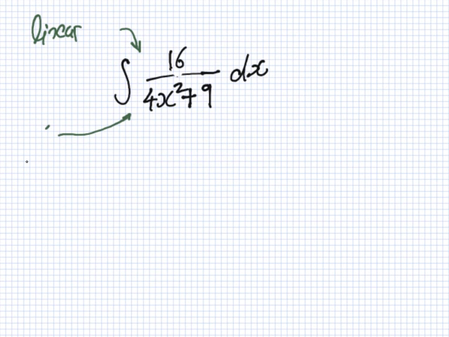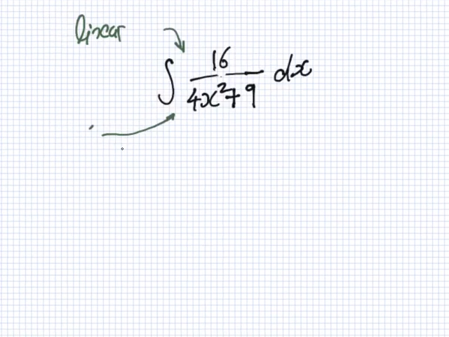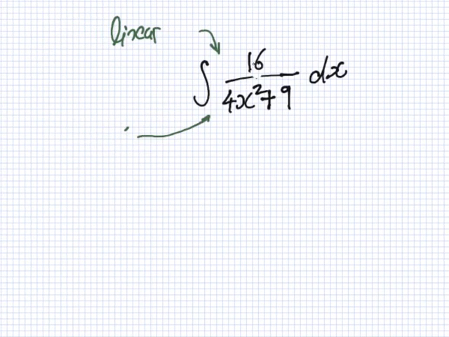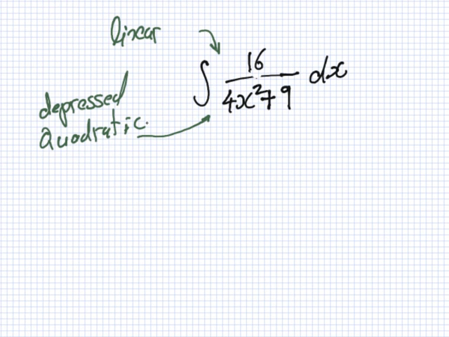Derivative, no, that's true, Jerry, but not the relationship. The relationship is just that this is linear, and this is a quadratic. But it's actually called a depressed quadratic. Depressed quadratic means it's missing its x. It has only an x squared.